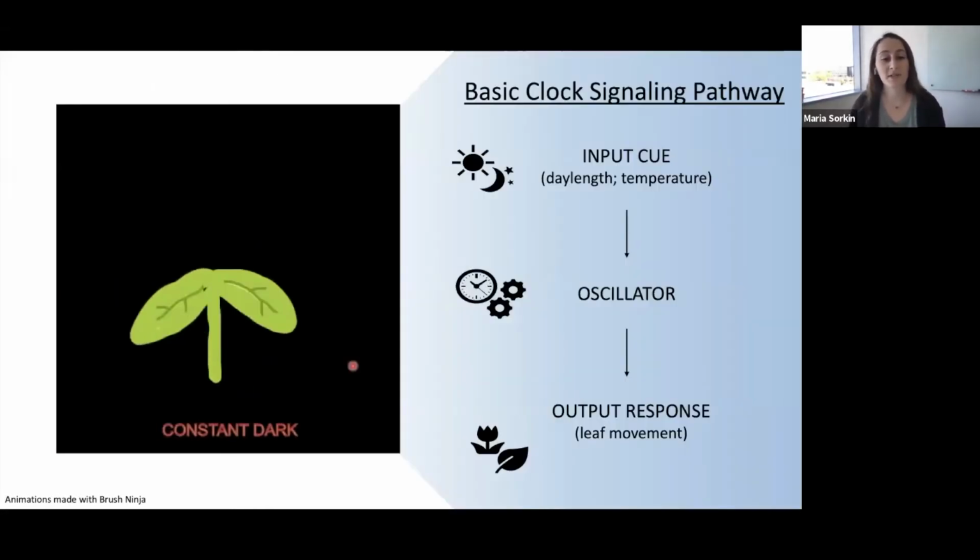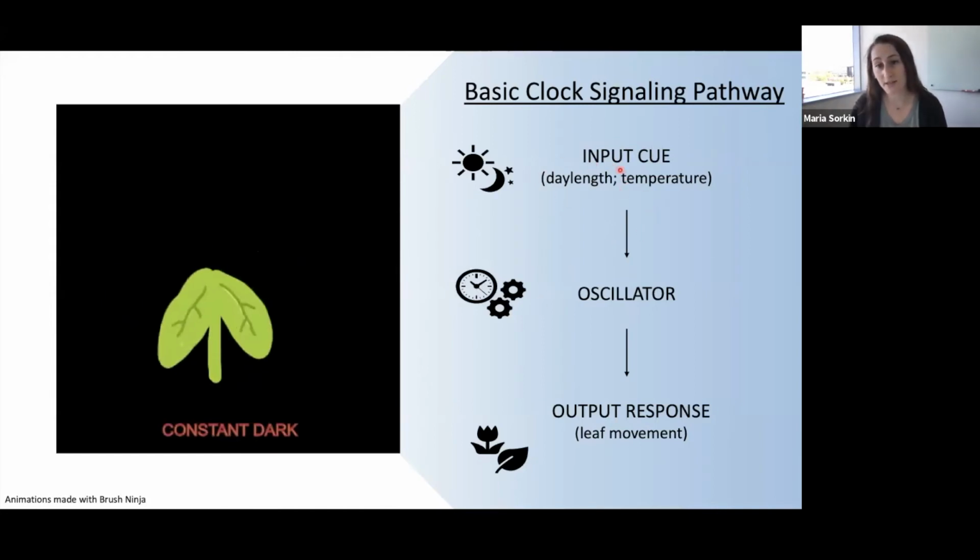And so the way this works is that this plant is given an input cue from the environment, and in plants that's primarily day length and temperature cycles, which feed into the core oscillator, which I'll talk about in the next slide. And this oscillator coordinates a physiological output response, which here is leaf movement.